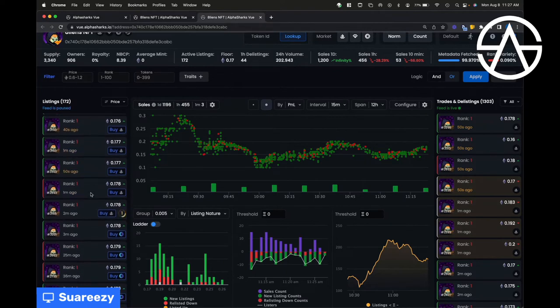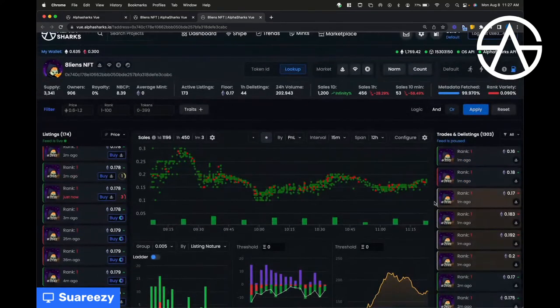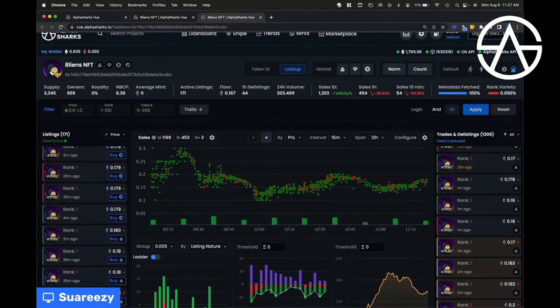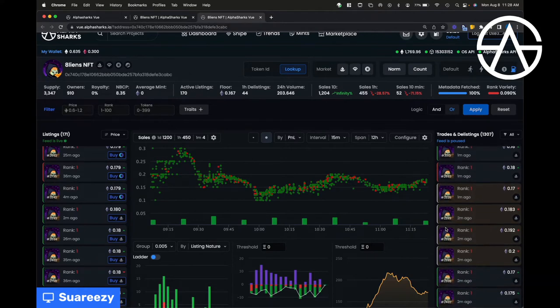Then we're going to have a white right here. Notice on this left-hand side, we're going to have a white colorway. And what that's going to indicate is that this listing was actually listed higher, but there's still a lower listing that's still active. So it might be posted on another marketplace, or there's just another listing that's active that's lower. So definitely want to look out for that.